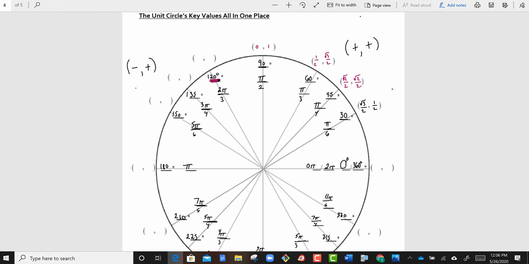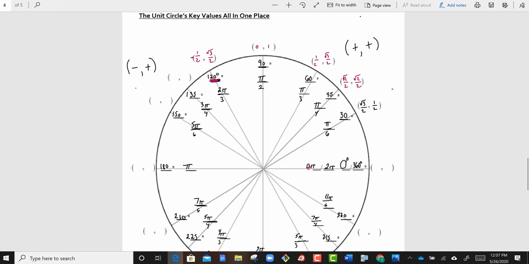I wouldn't write this on your paper because it'll get too messy. But that means 120 degrees should have the same reference triangle as 60 degrees, which would imply you're going to get the same numbers at 120 that you got at 60. The only difference is, since we're in quadrant number 2, the x-coordinate is negative. And then we can use this trick for every other angle.